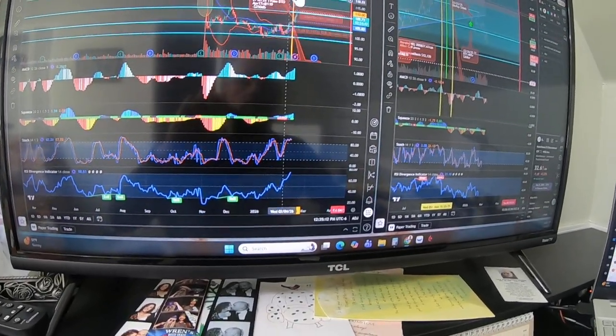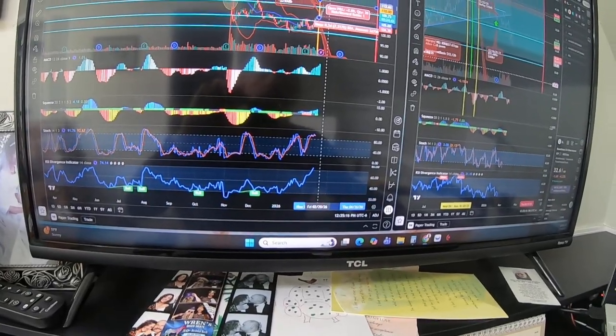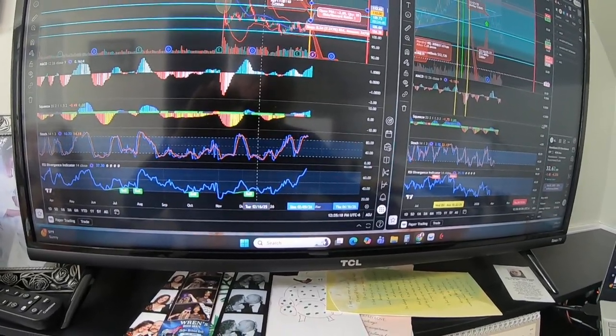So I've got my target set at a $500 sell point, and I'll keep you posted.